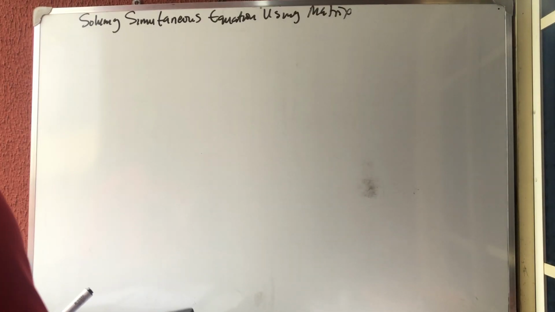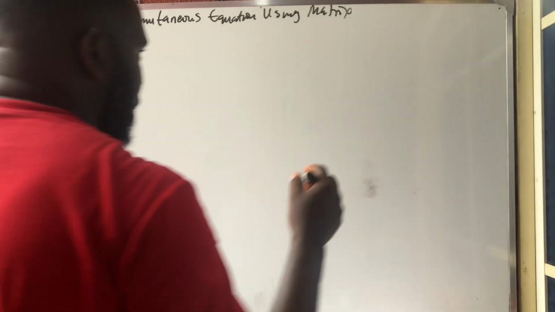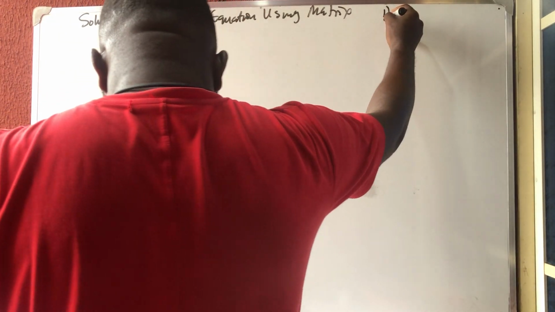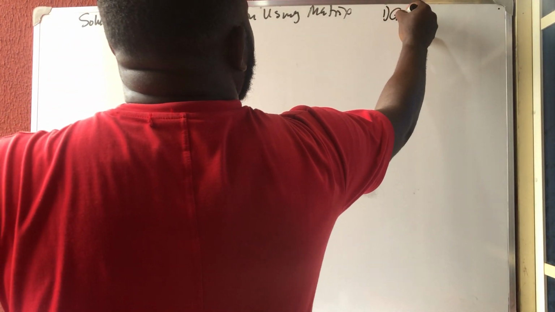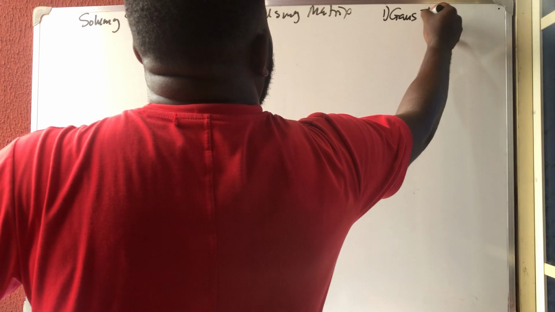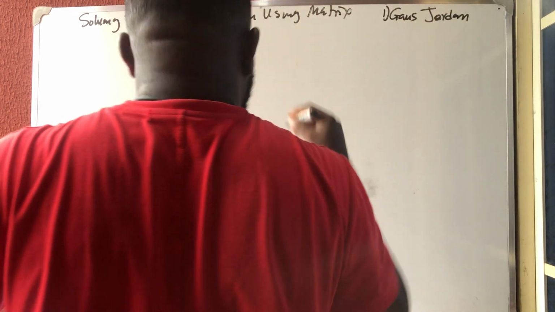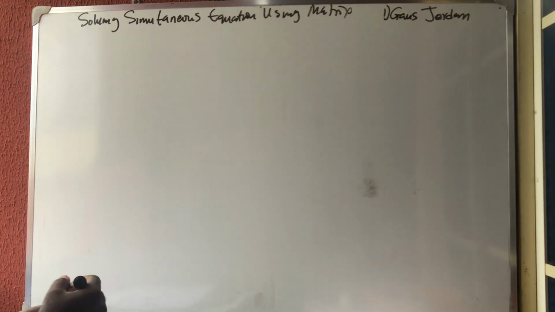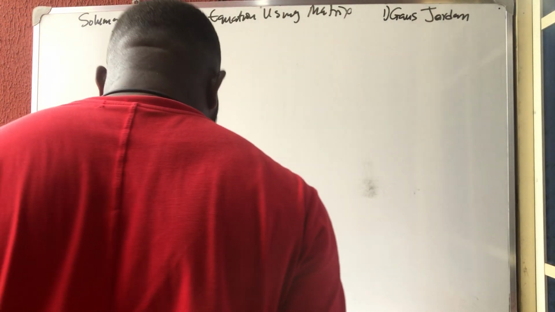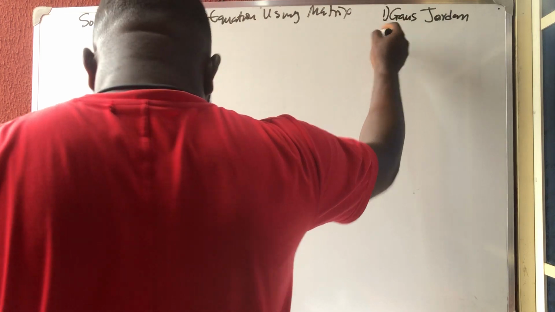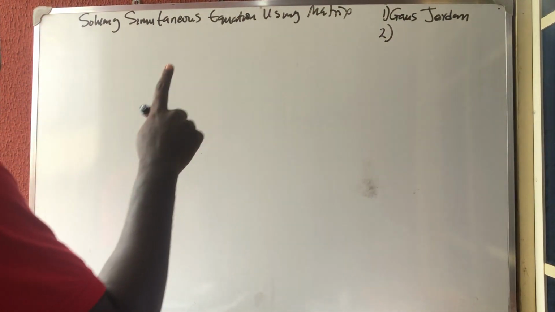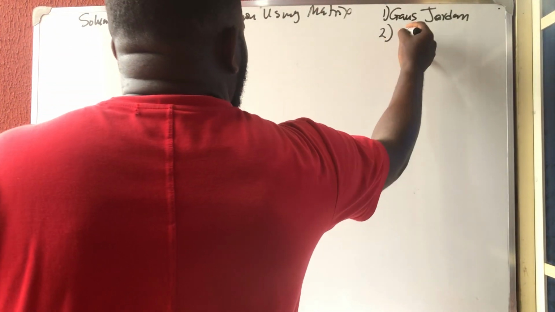The four major ways we are going to look at: number one is the Gauss-Jordan method, also known as the backward substitution method. The second one we'll look at is a special type of Gauss-Jordan, which is the canonical method.